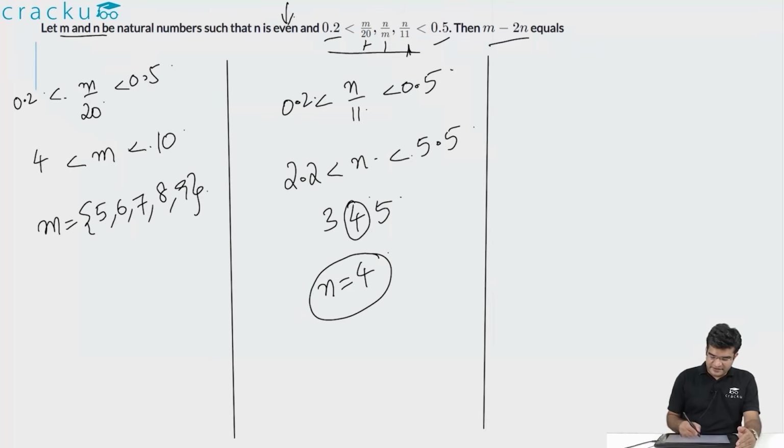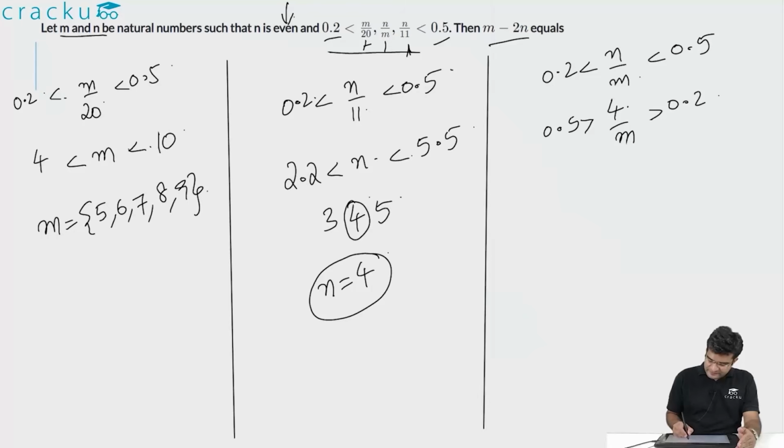So let us look at the third inequality. We are told that n by m is greater than 0.2 and less than 0.5. Now we know the value of n, it will equal 4. So 4 by m is greater than 0.2 and 4 by m is less than 0.5. Looking at the one side, this would imply that m is greater than 4 divided by 0.5, or m is greater than 8. Looking at the other, 4 by m is greater than 0.2, or m is less than 4 divided by 0.2, or m is less than 20.